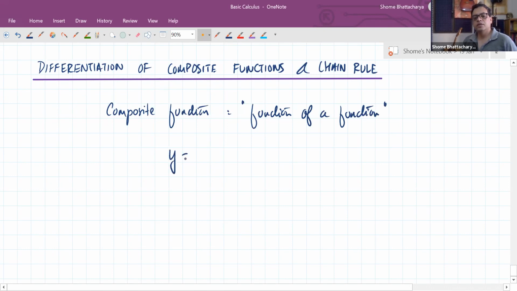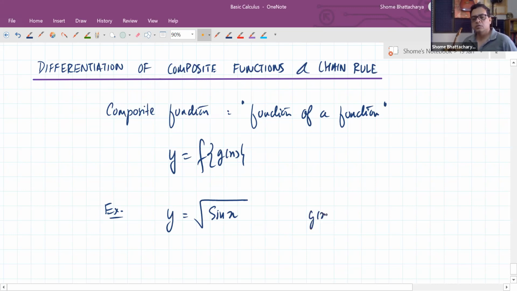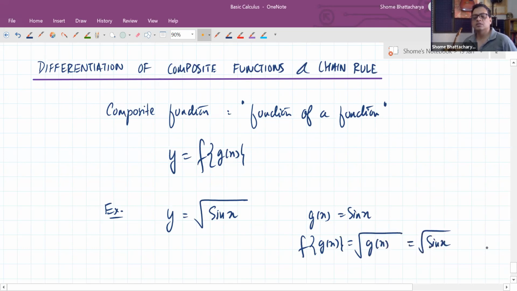So if y is a function of another function, for example, if y is the square root of sine x, you can see it is a function of a function, where the first function is sine x and the second function is the square root function. So it operates on g(x), so it becomes square root of sine x.